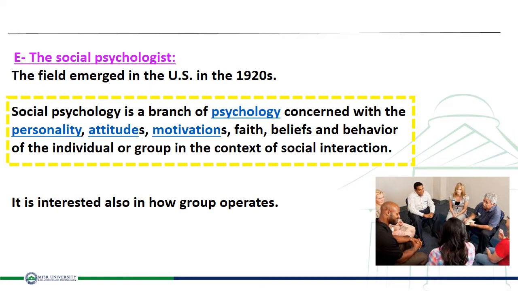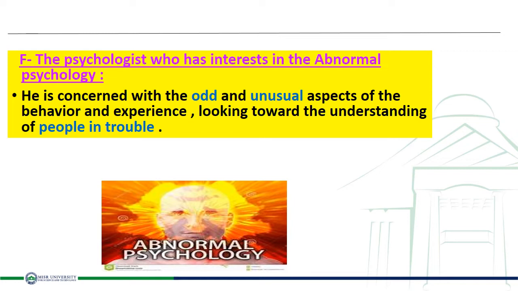The last subtype of psychology, the psychologist who is interested in abnormal psychology. The last subtype we will study together in basic psychology is the psychologist who is interested in abnormal psychology. We have a branch referred to as abnormal psychology, and you should be acquainted with the difference between abnormal psychology and clinical psychology.